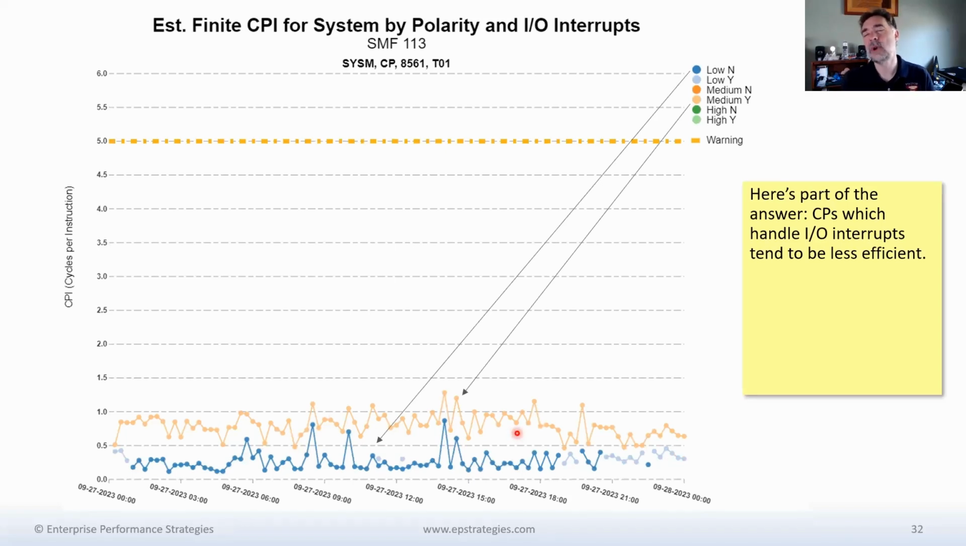So now it makes a little more sense about why the vertical medium is less efficient, because if you think about it, the vertical medium is sitting there processing real instructions, doing real useful business work for you, and then an IO interrupt comes in and oops, it's got to go handle the IO interrupt, move some data around, and now it can go back to real work. But that has an impact on the caches too, because again, it's moving data around and stuff like that. So in general, what we will see through these charts is that if you have a CP that is handling IO interrupts, that CP is probably running a little less efficiently in terms of the estimated finite CPI.